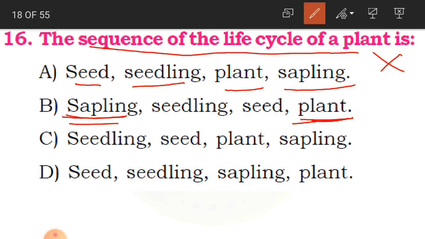Okay. What is sapling, children? Which is growing with the stem. That is sapling. Will the stem grow first? No, this is wrong. Okay, so that is why this option is also the wrong one.